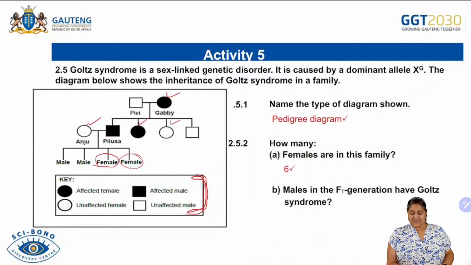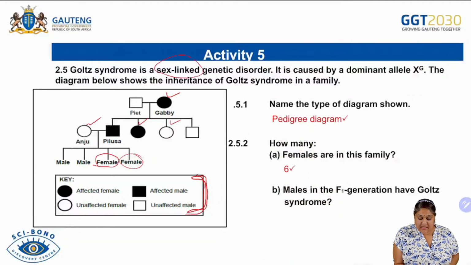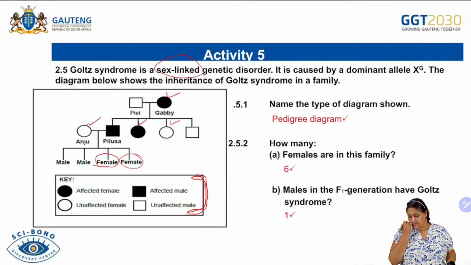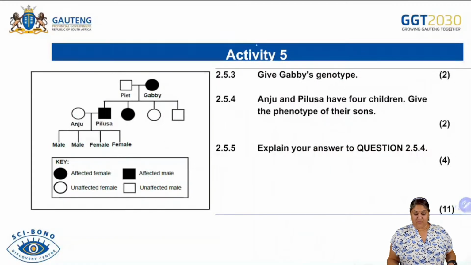And how many males in the F1 generation have Galt's syndrome? Okay, they told us it is sex-linked, which means we're going to have X's and Y's. And how many of them have Galt's syndrome? It is 1, because there's only one shaded block, square.